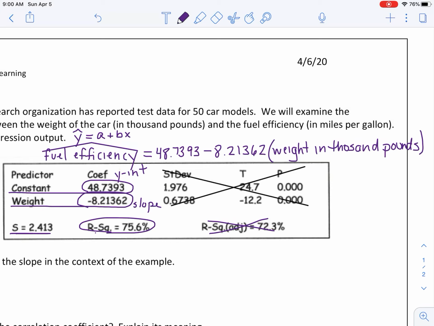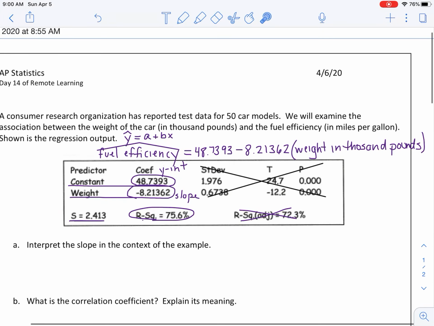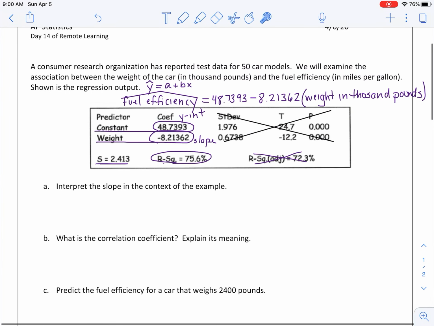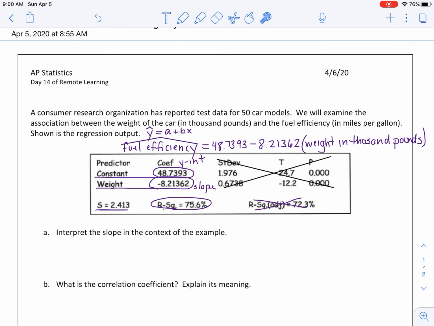Okay, one last thing I want you to keep in mind before you do this. It has a negative slope, which will affect your correlation, right? If you have a negative slope, you will have a negative correlation. Anything else? Nope. I bet you can handle the rest of that. Okay, so that was a quick review of how to read these tables.